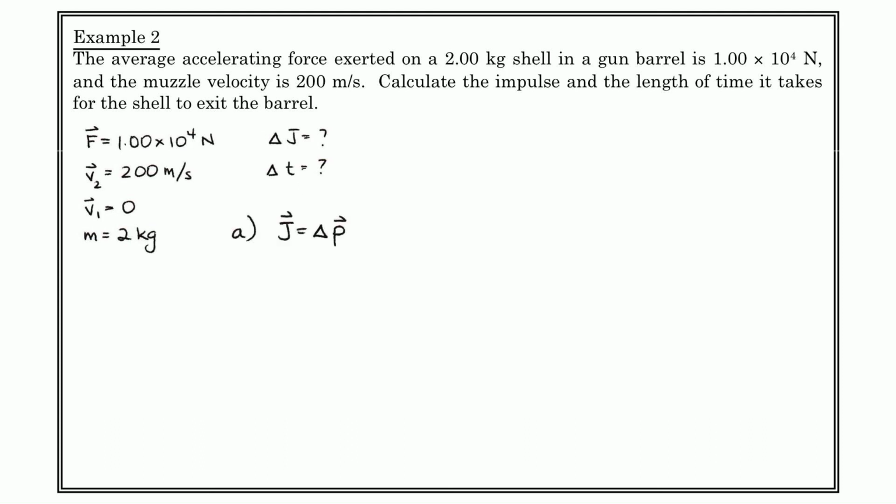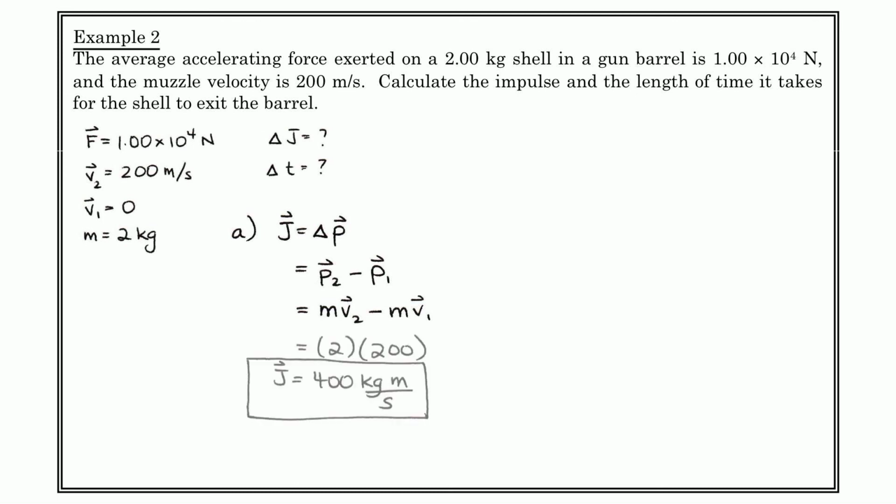So we know that J is equal to the change in momentum. And the change in momentum is, of course, p2 minus p1. And when we make our simplification that momentum is equal to mass times velocity, for a constant mass, we get mv2 minus mv1. If we substitute, we arrive at J equals 400 kilogram meters per second. And so this would be the impulse.